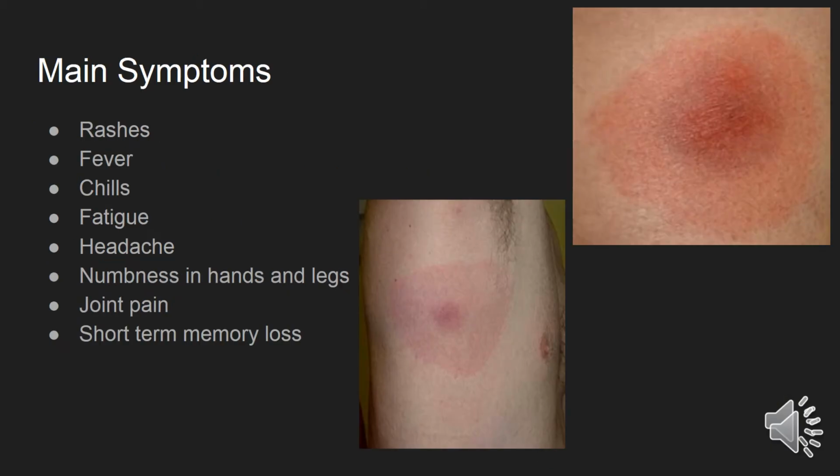The early and main symptoms of Lyme disease are rashes, which I have pictures of here to the right, and you can just tell that this isn't something you want. You can see it's in vulnerable areas, under your armpits, on your legs. Other things you could get are fever, chills, fatigue, so being always tired, headaches that just don't go away, numbness in hands and legs, joint pain primarily in your knees and the larger joints, and you could also suffer from short-term memory loss.